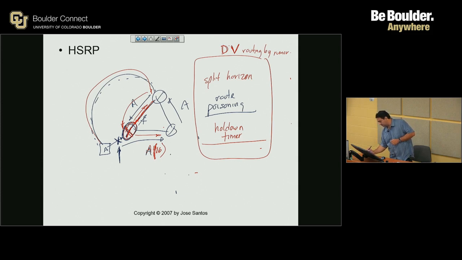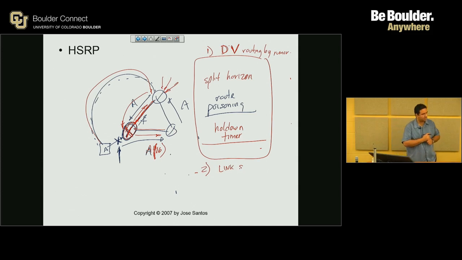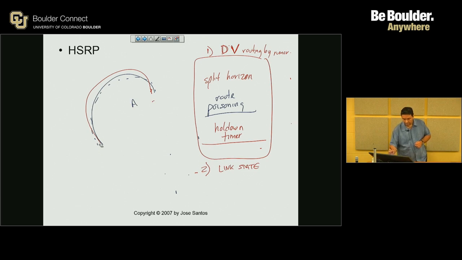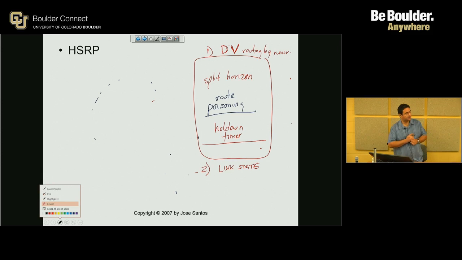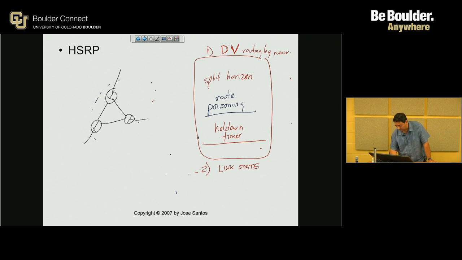How do link state protocols work? Link state, what is link state? So in link state, we're talking about a database. All the routers build a database, and that database will have every router and every link. You don't tell me how to get there, just tell me what you connect to. And tell me what you know about your neighbors and what they connect to.